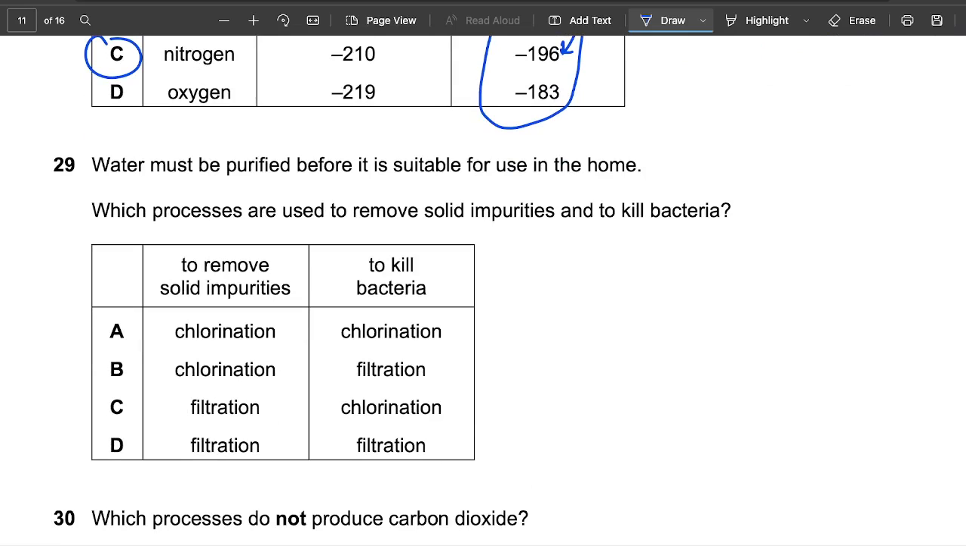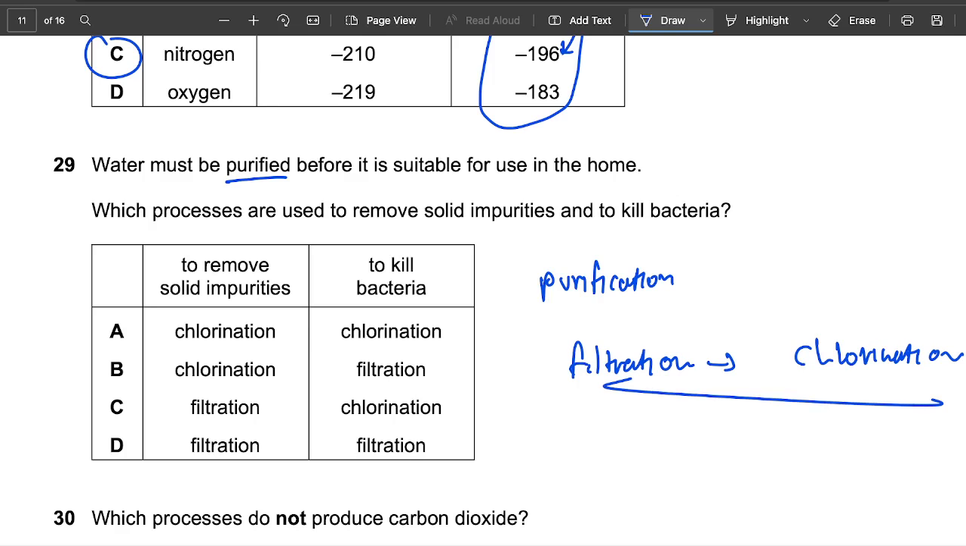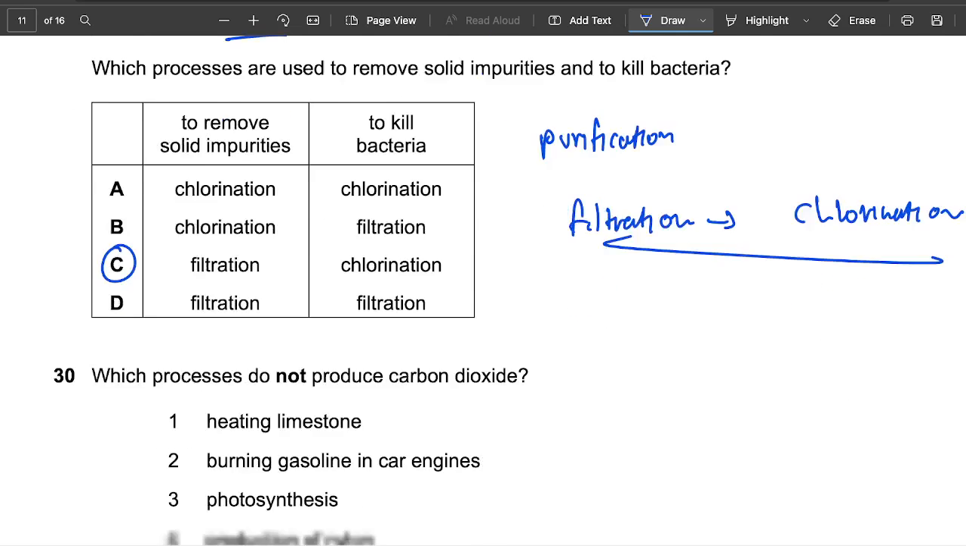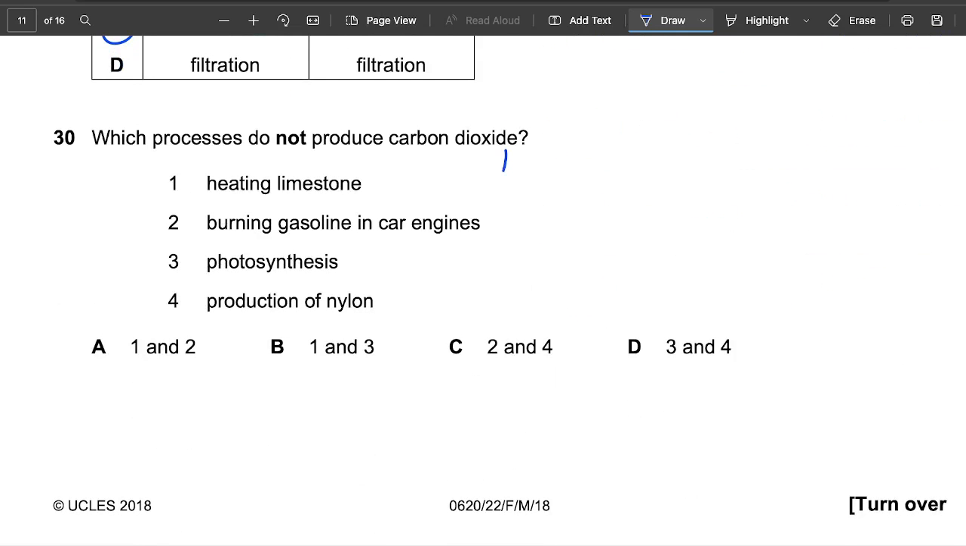Water must be purified before it is suitable for use in the home. Which processes are used to remove solid impurities? For anything related to water purification, remember this, guys: we first start with filtration and then we move on to chlorination. The stage is always like that. So filtration and chlorination. Answer is C.